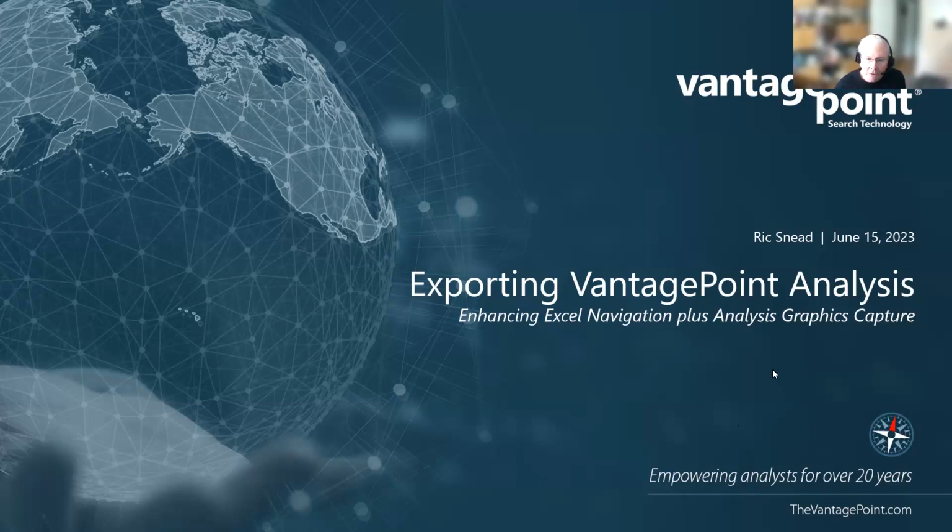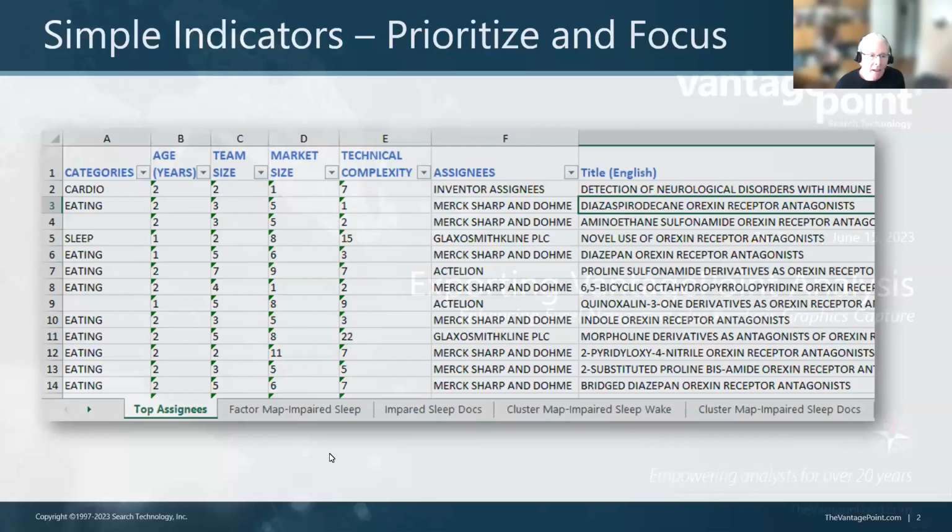And by that I mean, if I jump to the next page, you'll see this is an example of something that we'll be building through the course of the session, but you'll notice categories, age and year, team size, market size, technical complexities, assignees, and then the typical title abstract. You might throw in here a document identifier and so forth, but what I'm going to be focusing on are these elements here and how to come up with them, and where you might find them beneficial, as including them with the other fields that you're reporting out with.